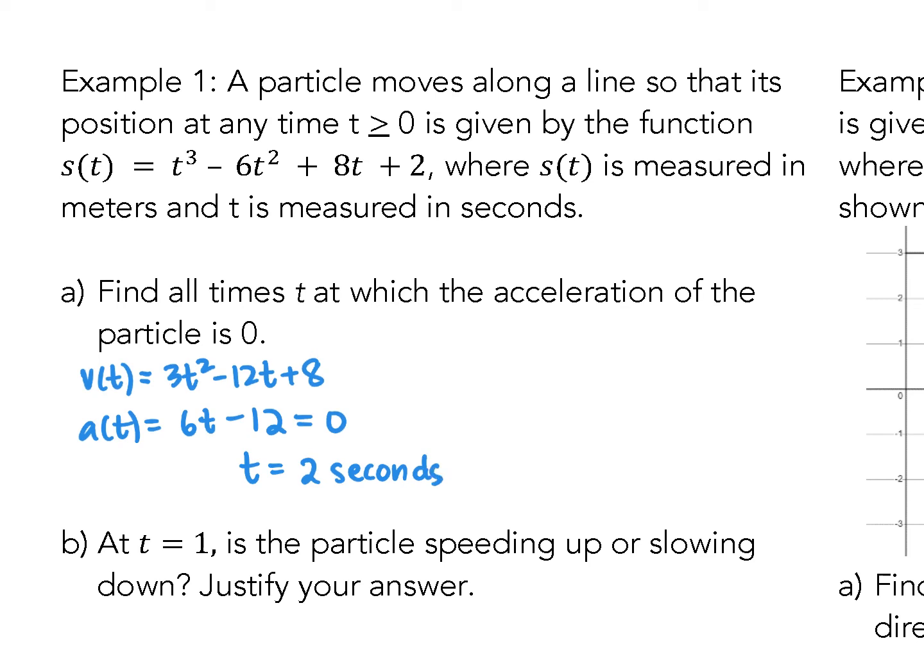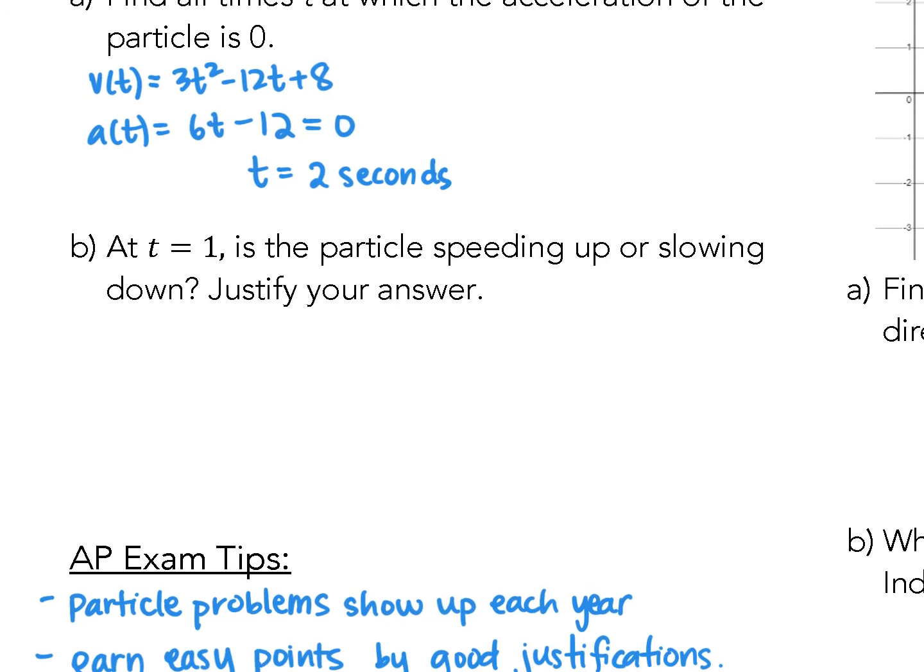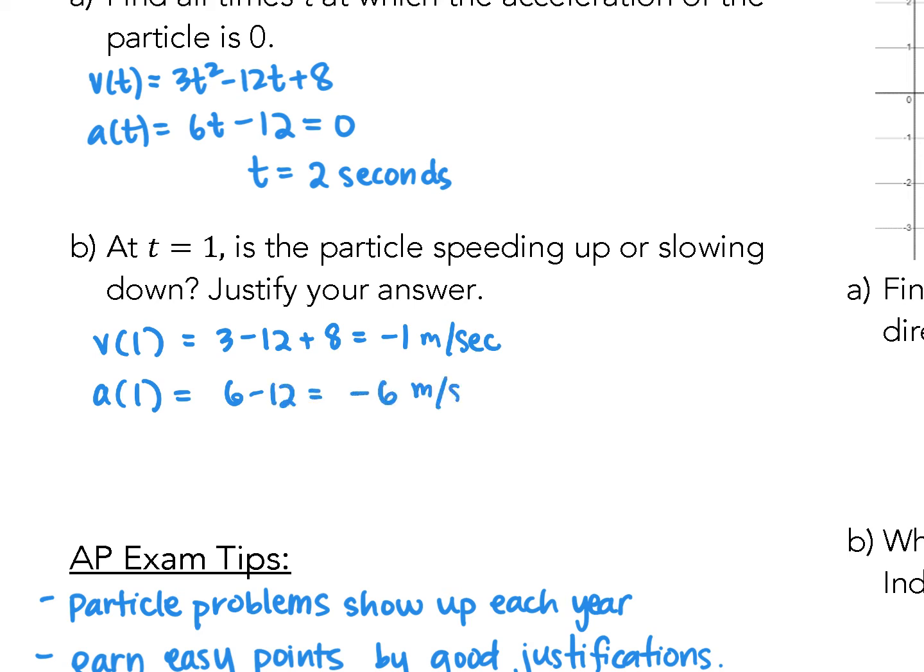The second question they want to know is the particle speeding up or slowing down, and for us to justify our answer. So we want to compare the value of the velocity at 1 and the value of the acceleration at 1. So the velocity at 1 is going to be 3 minus 12 plus 8. So that's negative 1 meters per second. And the acceleration at 1 would be 6 minus 12, so negative 6 meters per second squared.